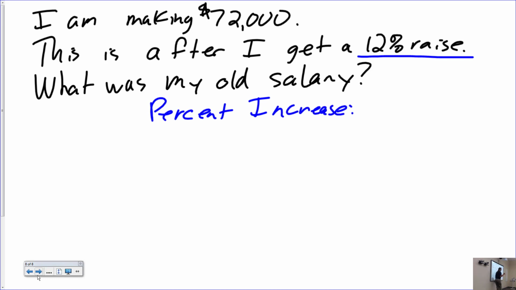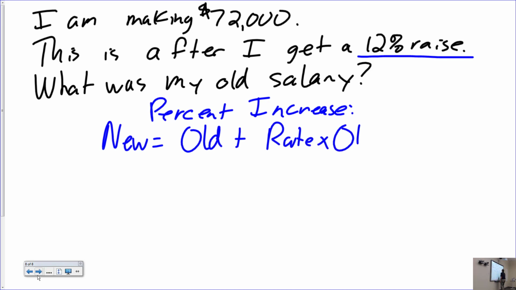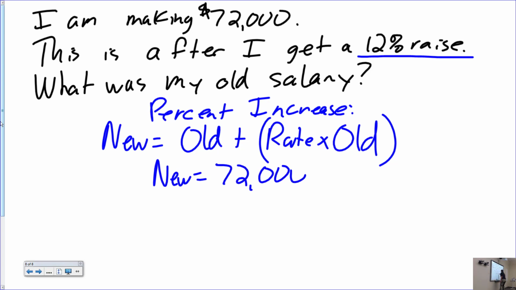And whenever you're dealing with a percentage increase problem, the formula is always the same. Okay? New is equal to old plus rate times old. And now, what did I give you in this problem? Yeah, I gave you new and rate. You got new is equal to the 72,000. The rate is 12%, again, 0.12. And so what is old? X. Awesome.